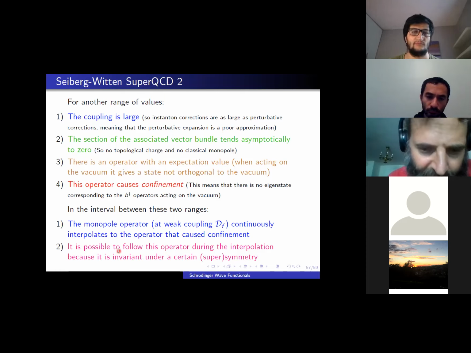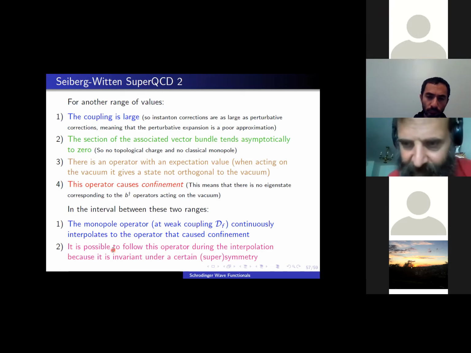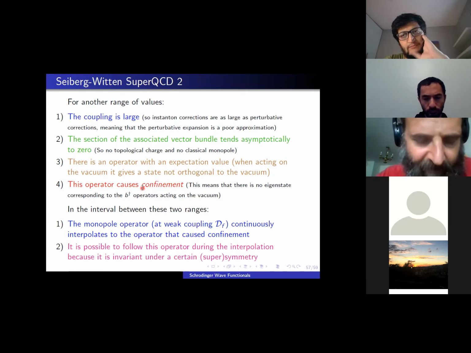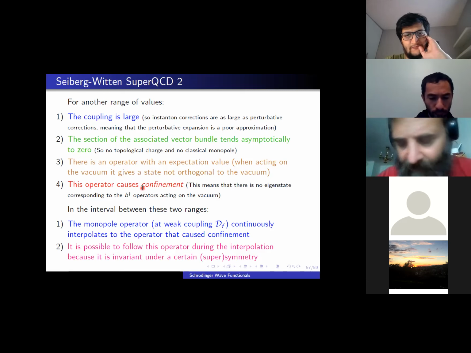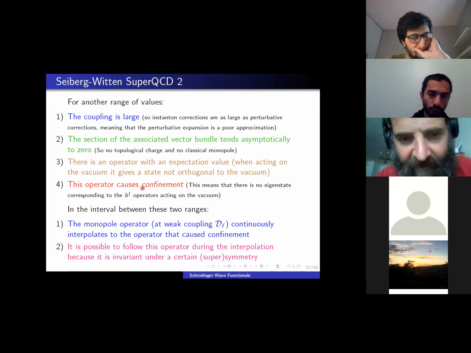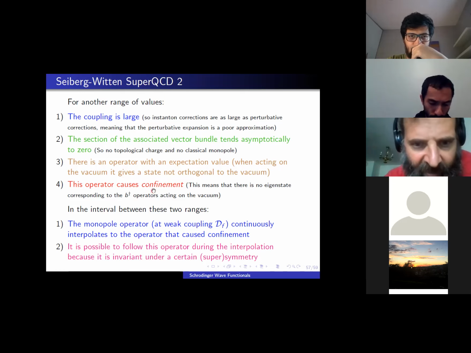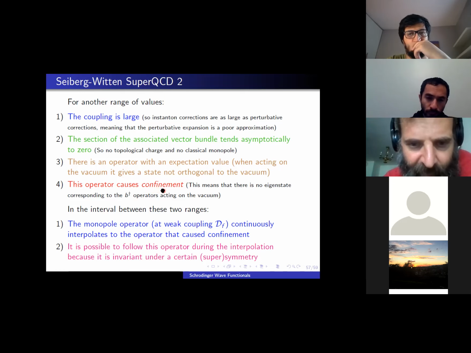And you can follow it through the interpolation because throughout the interpolation, it's invariant under a certain symmetry called supersymmetry. And so in that sense, this operator which causes confinement is homotopic via this interpolation to the operator which creates the monopole. So there's a monopole creation operator, something that we understand because it's really just the same topology of the classical monopole solution. And something homotopic to it is doing something very interesting, and we have no idea what it is. I mean, no idea what could be homotopic.